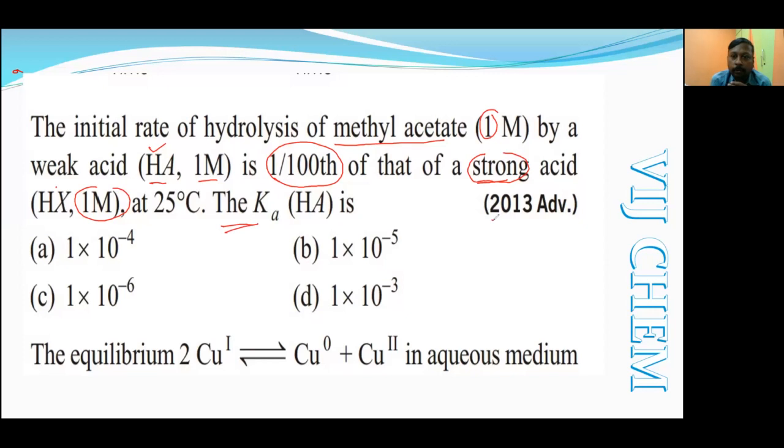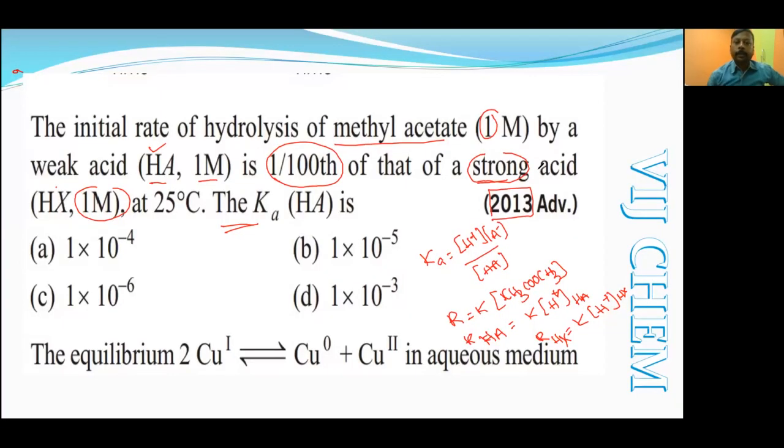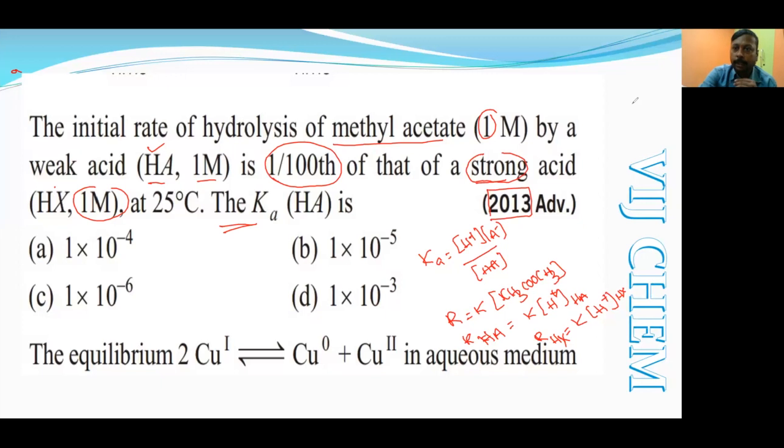This is a 2013 JEE Advanced examination question. You have to choose from A, B, C, D. What is the Ka value of the weak acid? This is actually a combination of chemical kinetics and equilibrium. One thing you can find in all Advanced examinations is that there will be multiple-chapter questions. So you have to be perfect in all chapters, and you should be able to combine them.